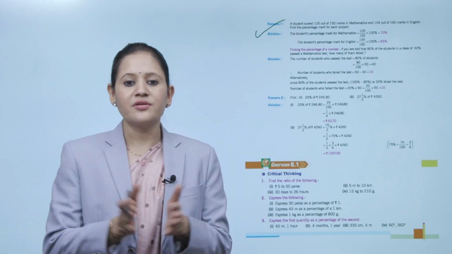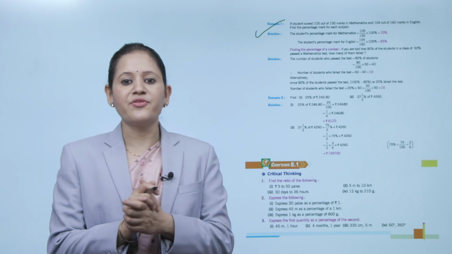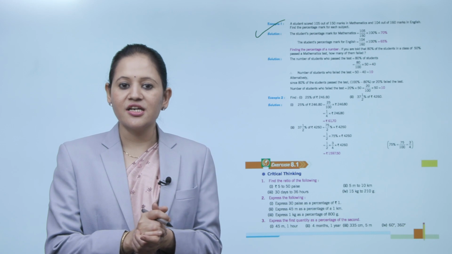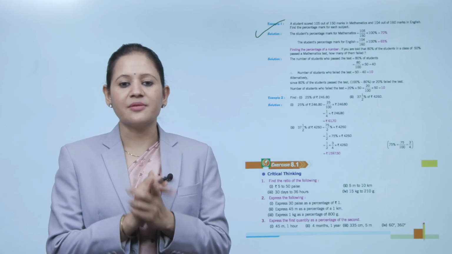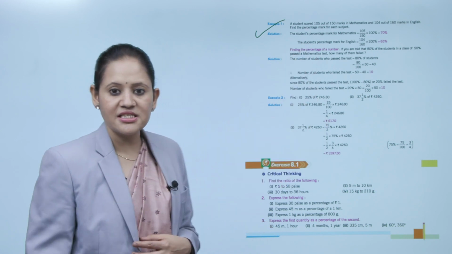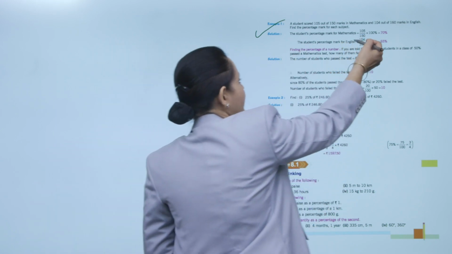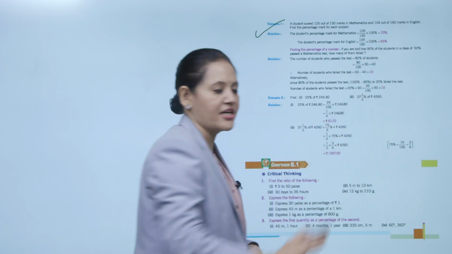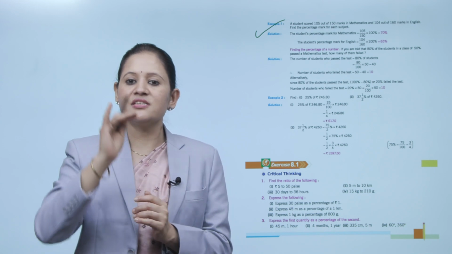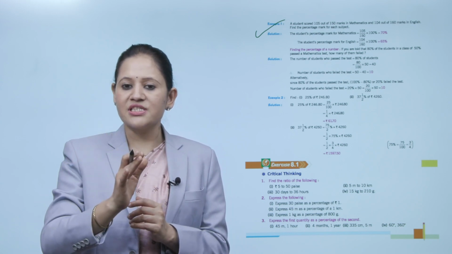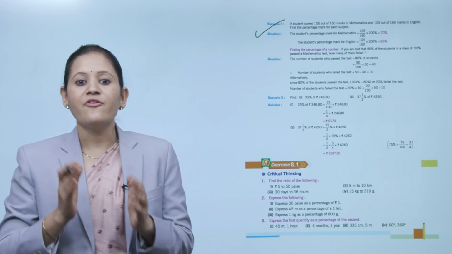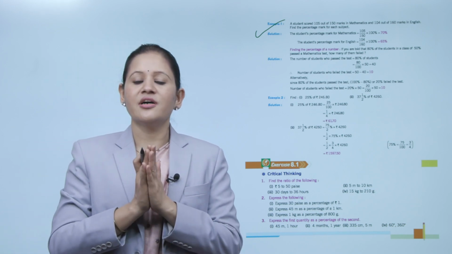A student scored 105 out of 150 marks in mathematics and 104 out of 160 marks in English. Find the percentage marks for each subject. So, the student's percentage mark for mathematics is 105 upon 150 into 100, that is 70%. The student's percentage mark for English हो जाएंगे because 104 out of 160 marks है, so 104 upon 160 into 100, that is 65%.